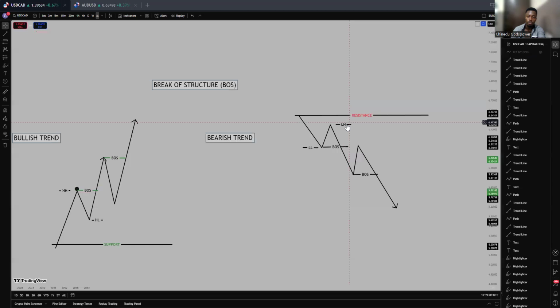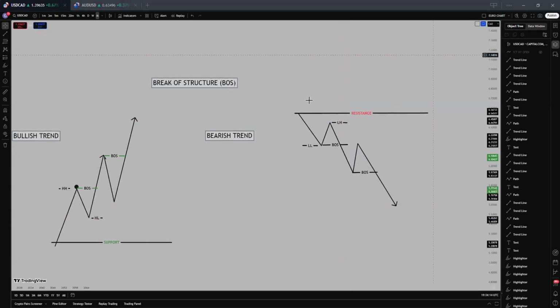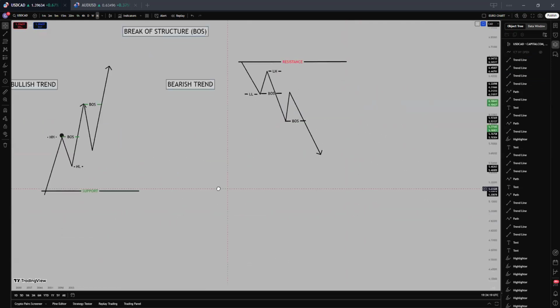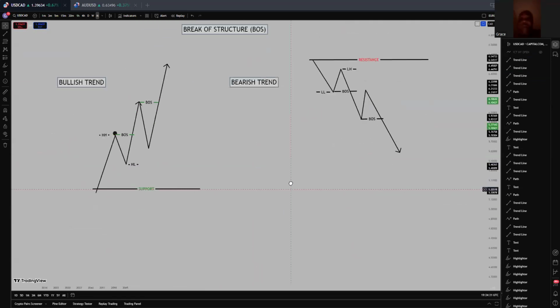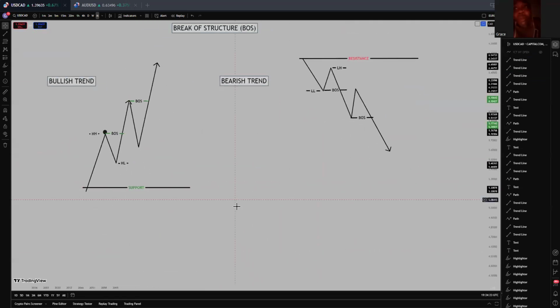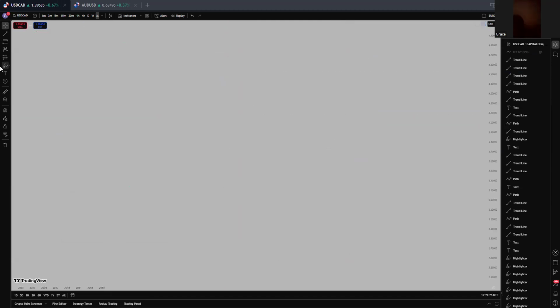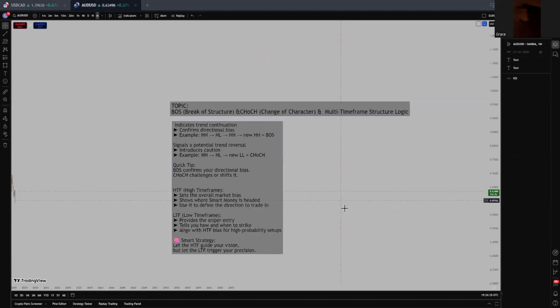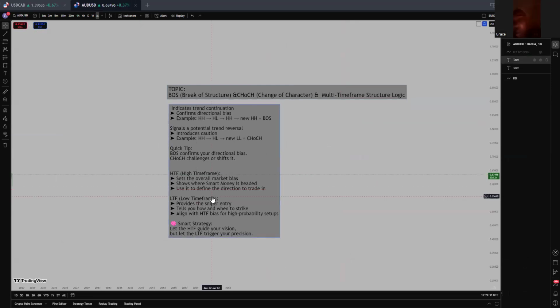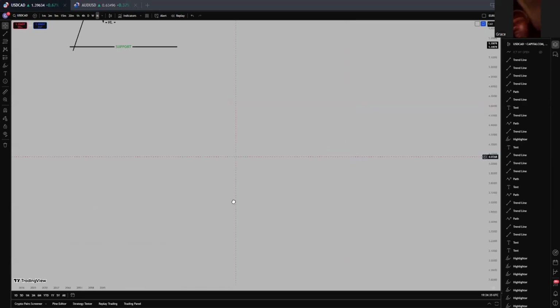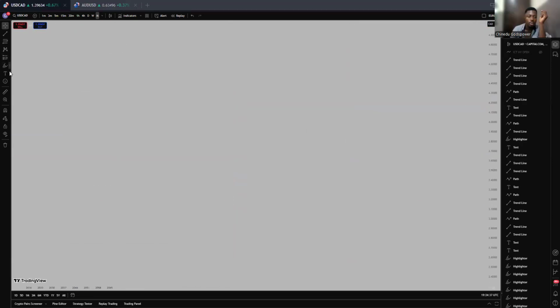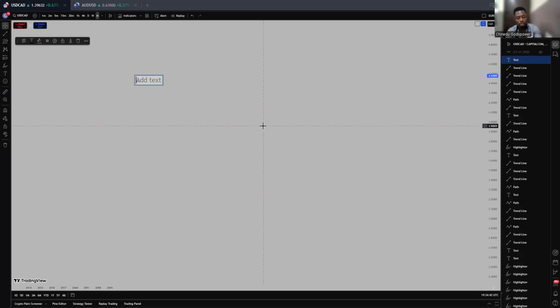So we're going to move into the change of character. That's it for the break of structure. So now, what is it when we talk about change of character in the marketplace? Remember, this is what we're using as our objective for today, the topic: the break of structure and the change of character.